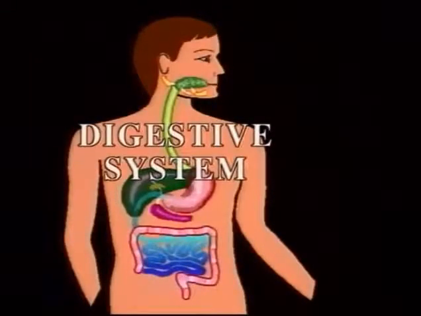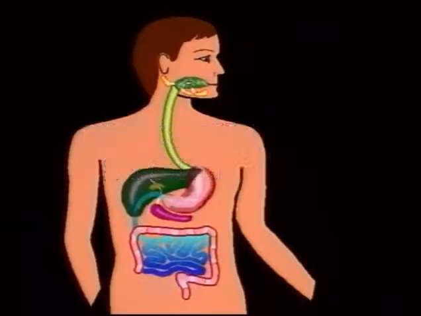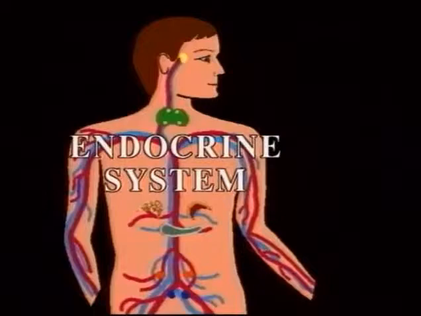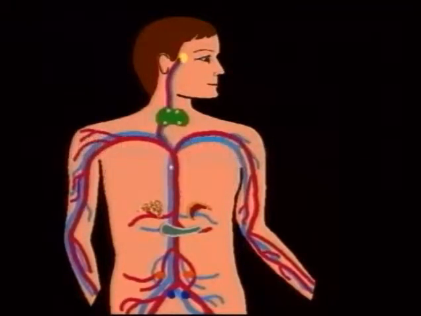Sixth is the digestive system, which allows the body to process and absorb food and water. The stomach, small intestine, liver, pancreas, and large intestine are all important digestive organs. Seventh is the endocrine system, which is made up of different glands that produce the chemical messengers called hormones. Among the organs in the endocrine system are the thyroid, adrenal, and pituitary glands.